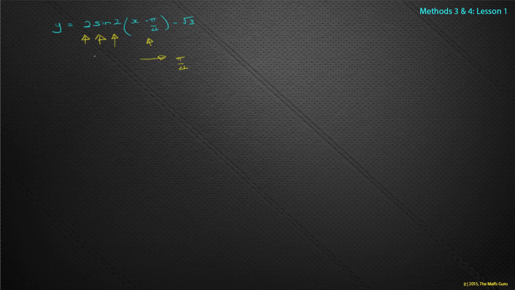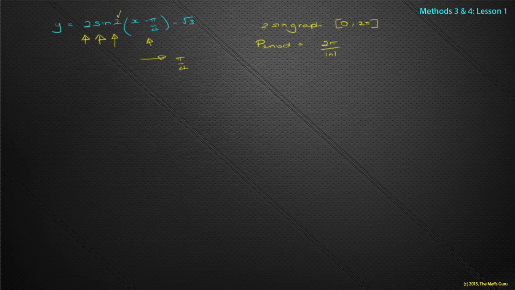So we know it's a sine curve. We know that the amplitude is going to be doubled, because it's a dilation of 2 away from the x-axis. We know that there's going to be a translation of pi on 4 to the right, or in the positive x direction. We know that that 2 between the sine and the bracket is a dilation of factor 2. Now that does not double, remember, the sine curve's period. It actually halves it, and that minus root 3 will move it down root 3.